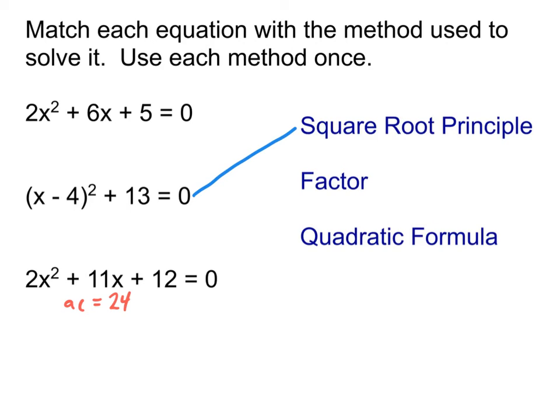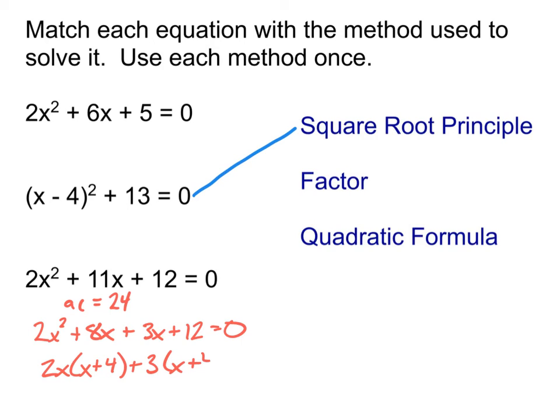Just reminding you, we're using the grouping method here. And so I would be breaking up the 11x into 8x and 3x. Now everything else is still the same. So I still have the 2x squared, and I still have the plus 12, and it's still equal to 0. And then we factor out of the first two terms, and we factor out of the last two terms. Hopefully this is already familiar, but just in case you were getting a little rusty on it, it's bringing it back so that we remember what that factoring is going to look like.